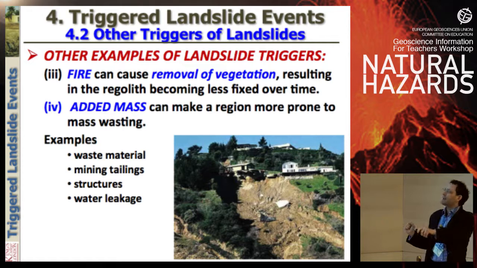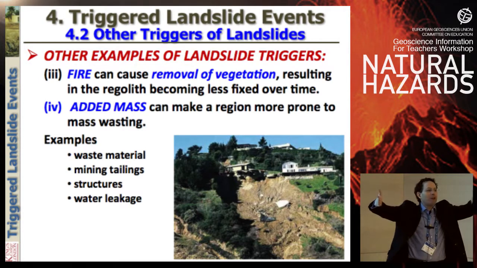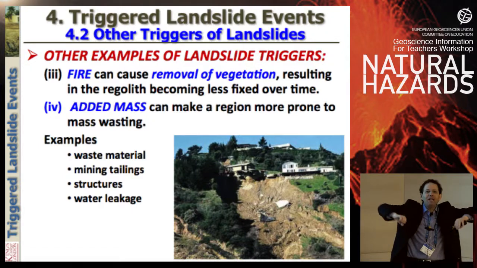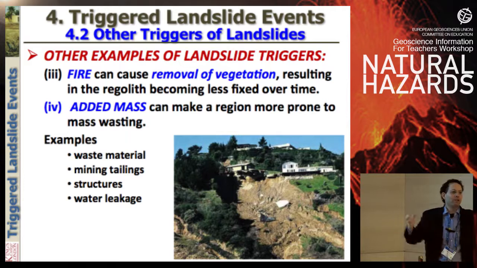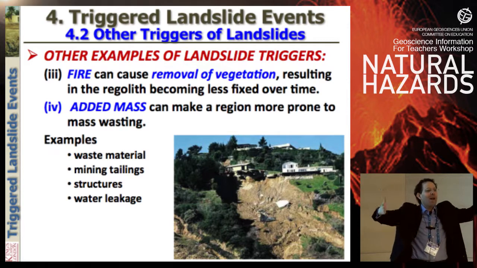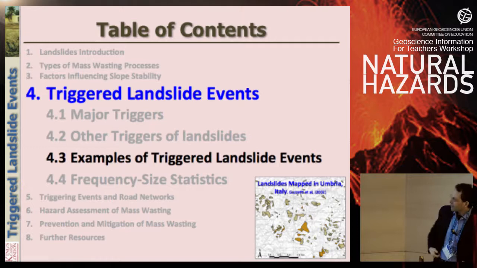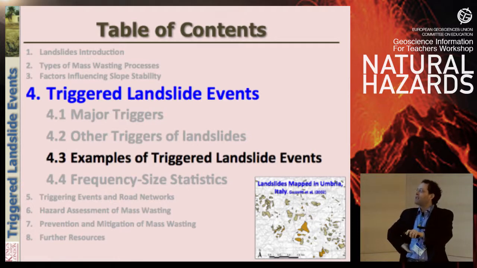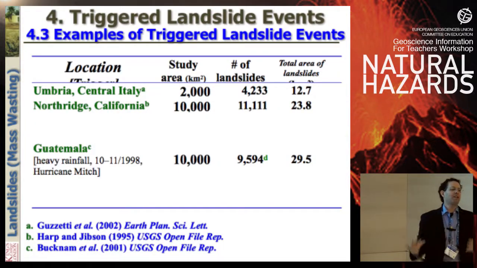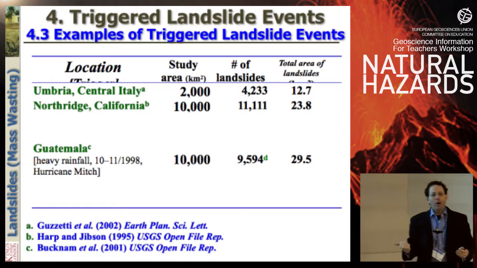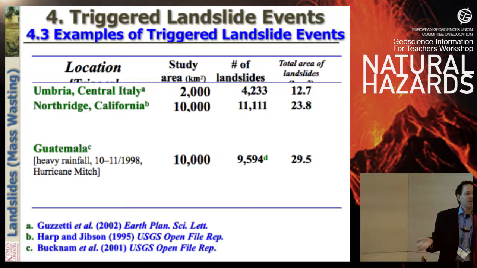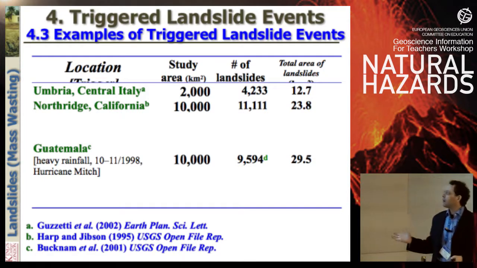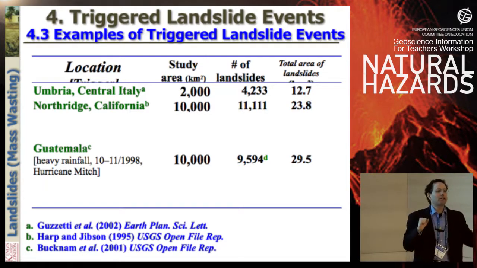You can add mass to a region. So if you build something on top of a region, or you put mining waste, or some sort of other waste, or some sort of water leakage, this causes it to be very heavy, and this can trigger a landslide. Now, I'm going to show you a couple of examples of triggered landslide events. So this is now getting into some of my own research, where with Fausto Guzzetti, Paolo Reichenbach, and Don Turcotte, we did research looking at 3 major triggered events that occurred.